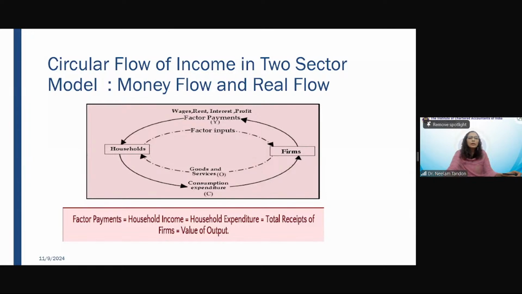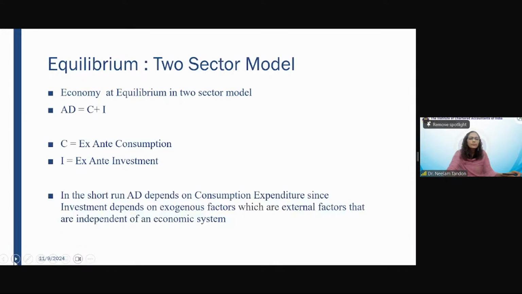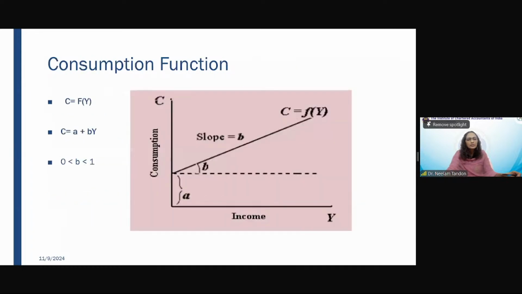Okay, so this is how money flow and real flow we discussed. Then you have the concept of ex ante consumption and ex ante investments. Corporates decide their investment plan based on consumers' expected demand. And that is why Keynes said that in the short term, what plays an important role is consumption rather than investment. And that is why throughout we put more emphasis on consumption as compared to investments.